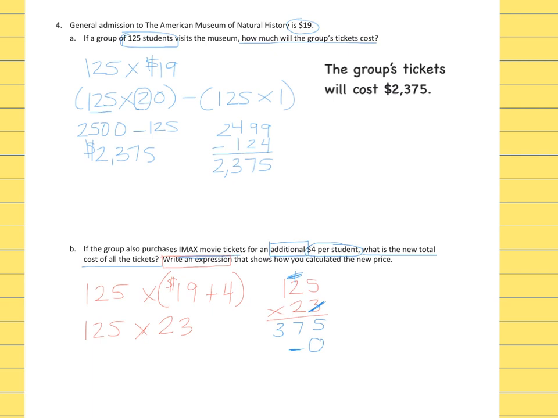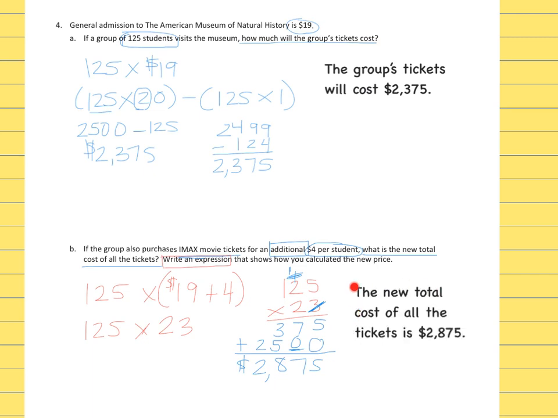Because 2 times 5 is 10. Carry my 1 and bring down the 0. 2 times 2 is 4, plus 1 more is 5, so the 5 goes underneath the 3, and the 2 times 1 is 2. So my second partial product is 2,500. Add those up really quick. We got 5, 7, 8, and 2. So it looks like the total cost of all the tickets would be $2,875.